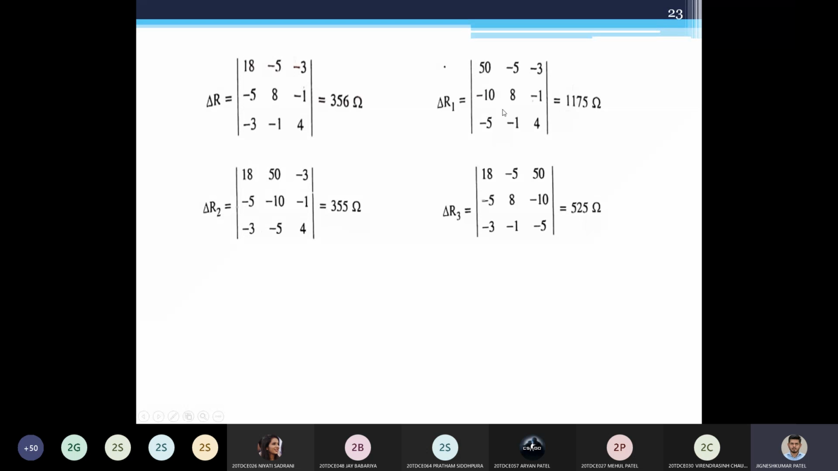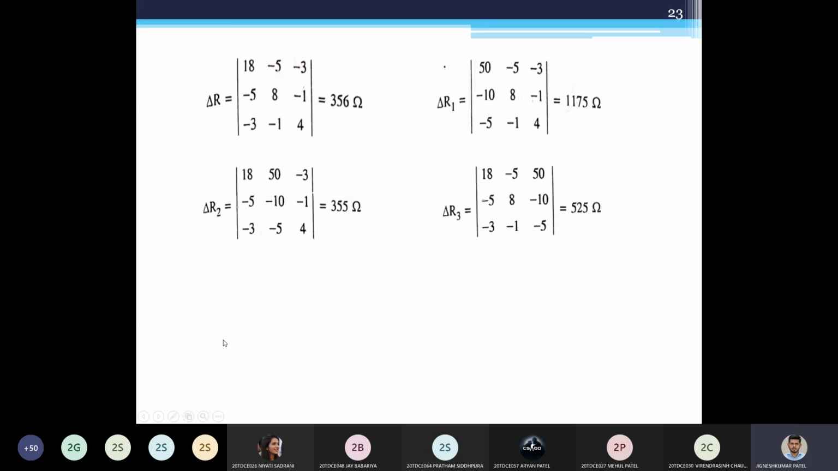But how to get this delta R1? I'll replace this 18, minus 5 and minus 3 with V1, V2 and V3. So what is V1, V2, V3? 50, minus 10 and minus 5. Okay. So I'll get 1175, I'll get 355 and 525: delta R1, delta R2 and delta R3.